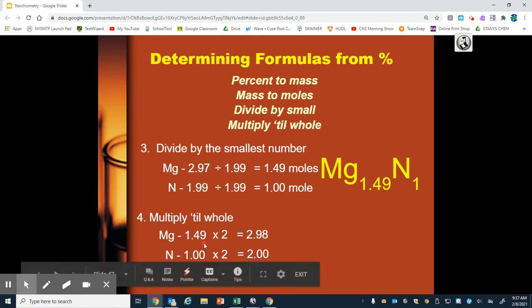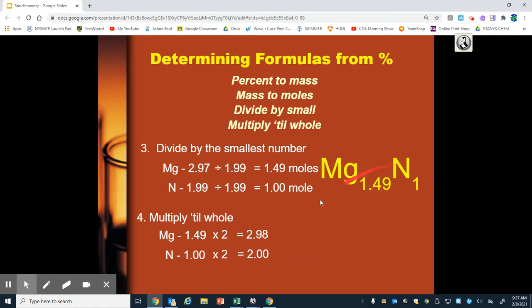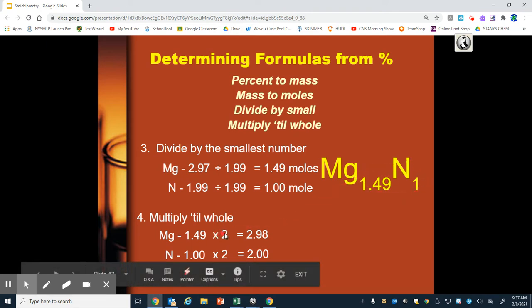Whatever you do to one, you've got to do to the other. That's because this is the ratio of the magnesium to the nitrogen in this particular compound, so you can't change that ratio. We can't just multiply one of them by 2, because that would give us an erroneous formula for the compound. Now, this number is not exactly a whole number, but it's pretty darn close.